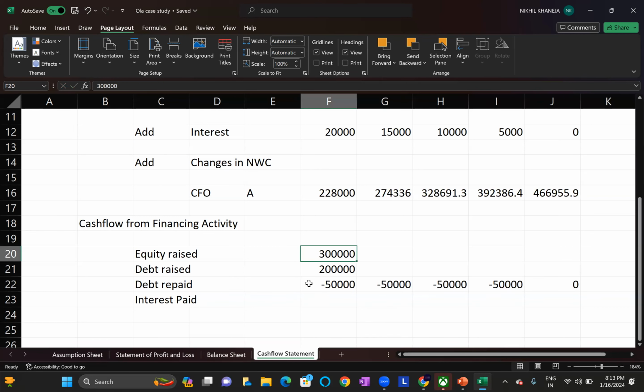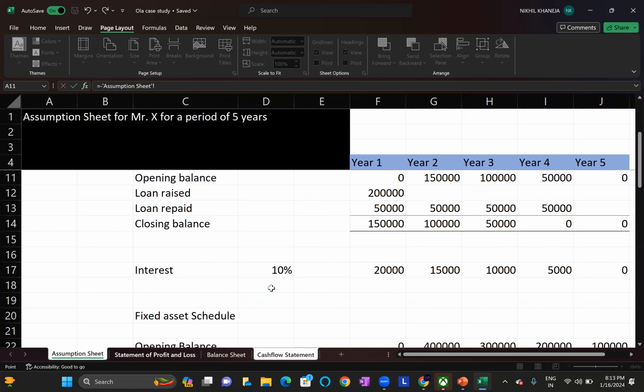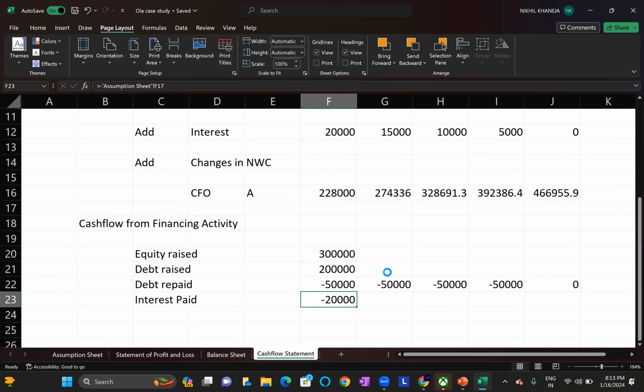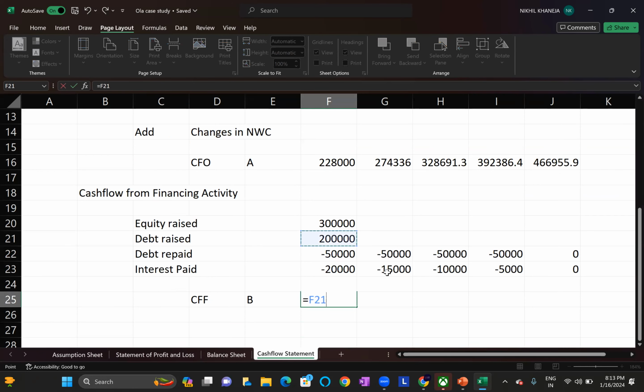This was inflow, it was positive. This was also an inflow of cash, it was positive, but this is an outflow of cash. We are paying this amount, so it will be coming with a minus sign, a negative amount. This interest will also be coming with a minus amount because it is also an outflow of cash. Control C, drag it. Equity raised and debt raised are inflow; debt repaid and interest paid are outflow. Now I'll be closing my cash flow from financing activity. I'll call it B, equal to this plus this plus this plus this.